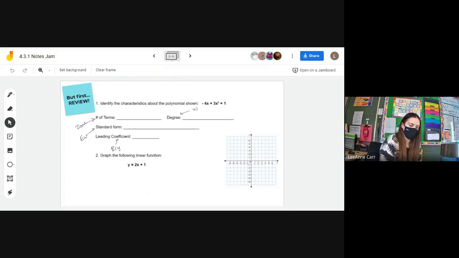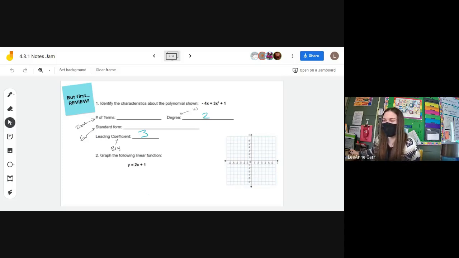So Bree, you said your leading coefficient was 3. Absolutely. Awesome job. Wahazi, do you have the degree for this polynomial? What'd you get? Oh, that's standard form. You did the harder one. The degree is just the highest exponent. Oh, 2. There we go. You gave me standard form too.